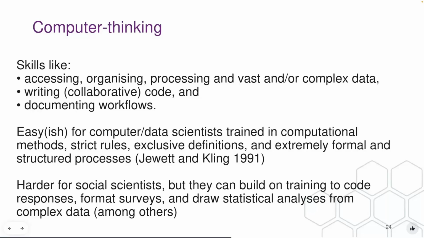These are all the skills that computer scientists find quite easy, as well as data scientists who've been trained in computational methods. But for social scientists, it can be much harder to transition towards these computer thinking skills. But as I've said before, social scientists do have data skills that they can build upon, like coding responses, pattern detection and statistics, formatting surveys. So, if you are a social scientist, you shouldn't view it as starting from a completely blank slate. You have those skills there that you can build upon.